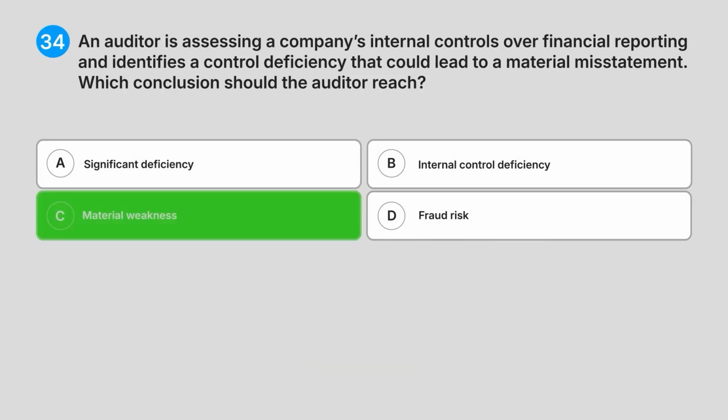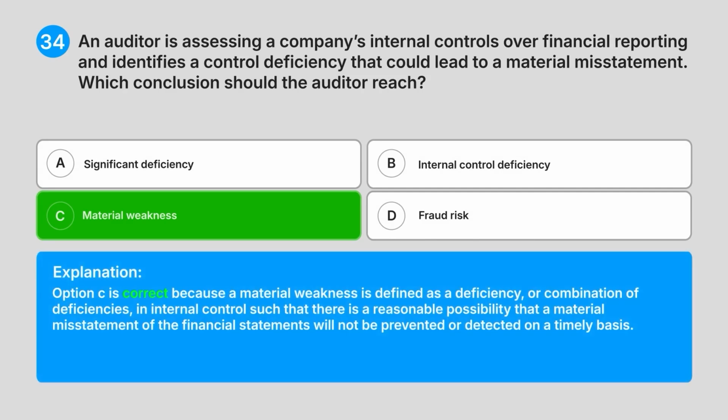Correct answer, C. Material weakness. Explanation: option C is correct because a material weakness is defined as a deficiency or combination of deficiencies in internal control such that there is a reasonable possibility that a material misstatement of the financial statements will not be prevented or detected on a timely basis.